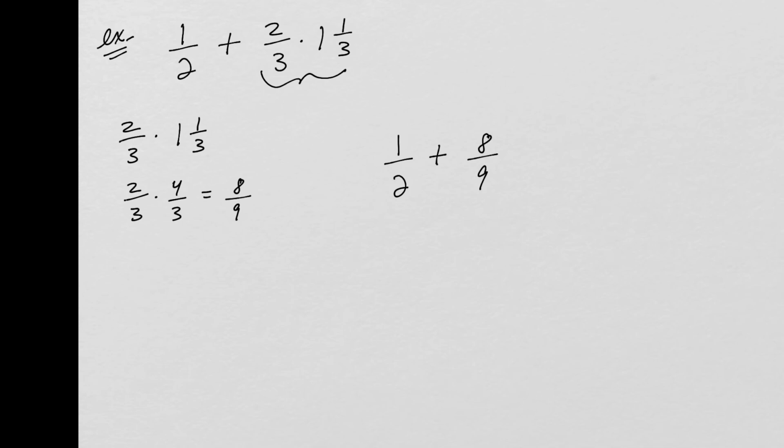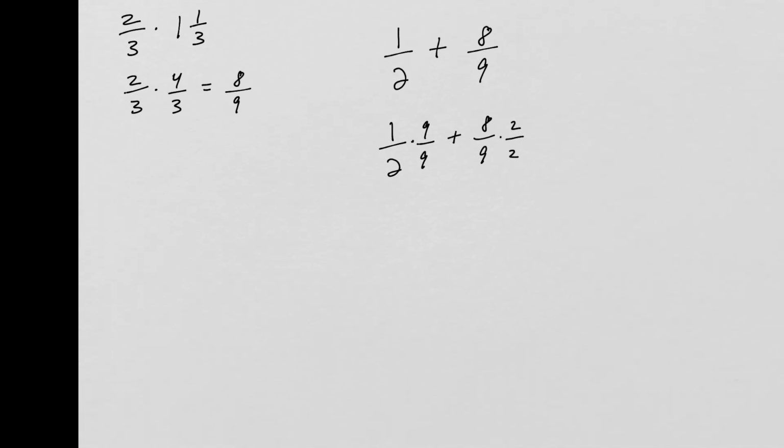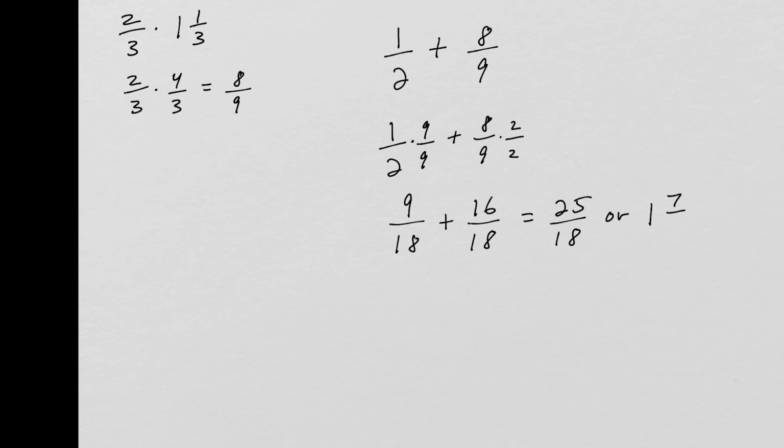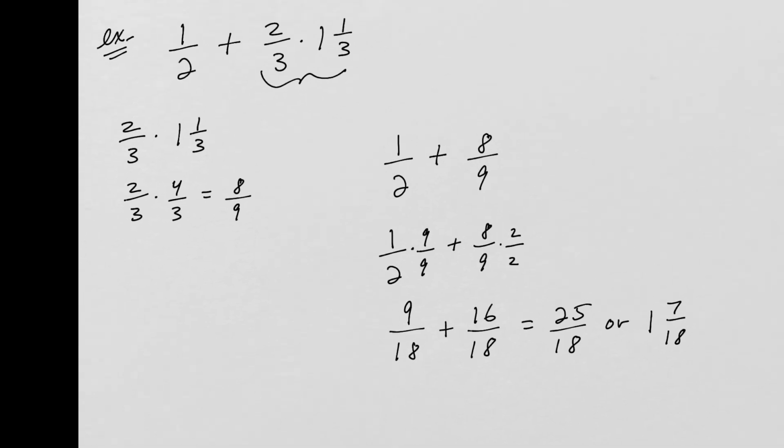So I can correct this by multiplying by 9 over 9, and then this one I can correct by multiplying by 2 over 2. So I'm going to get 9/18 plus 16/18. Now I add the numerators, so 9 plus 16 is 25, and I keep the denominator, 18. Or if you wanted it as a mixed number, if you divide that, you're going to find it's 1 and 7/18. So this whole thing is really equal to 1 and 7/18.